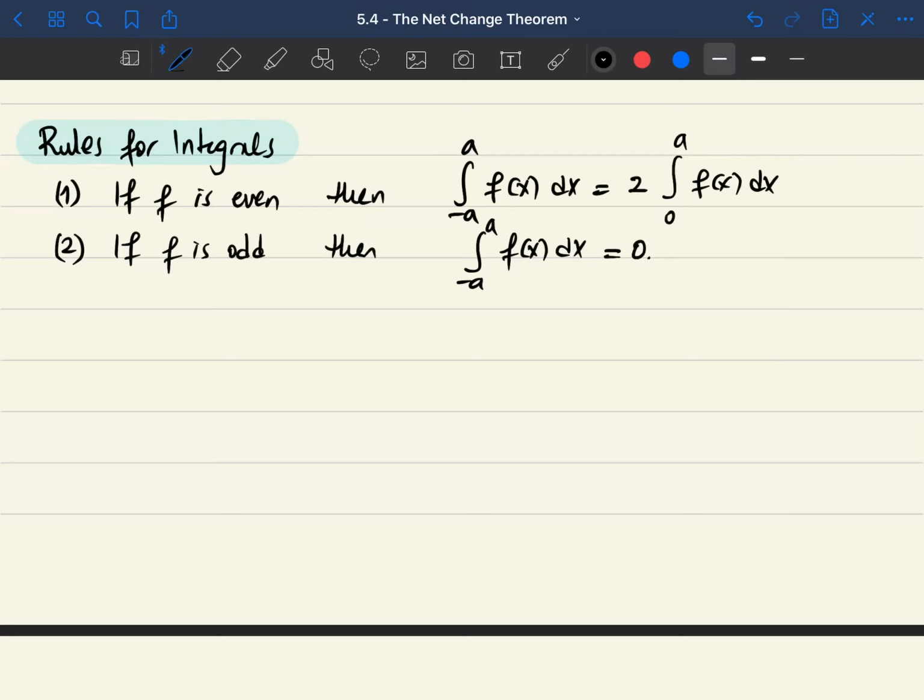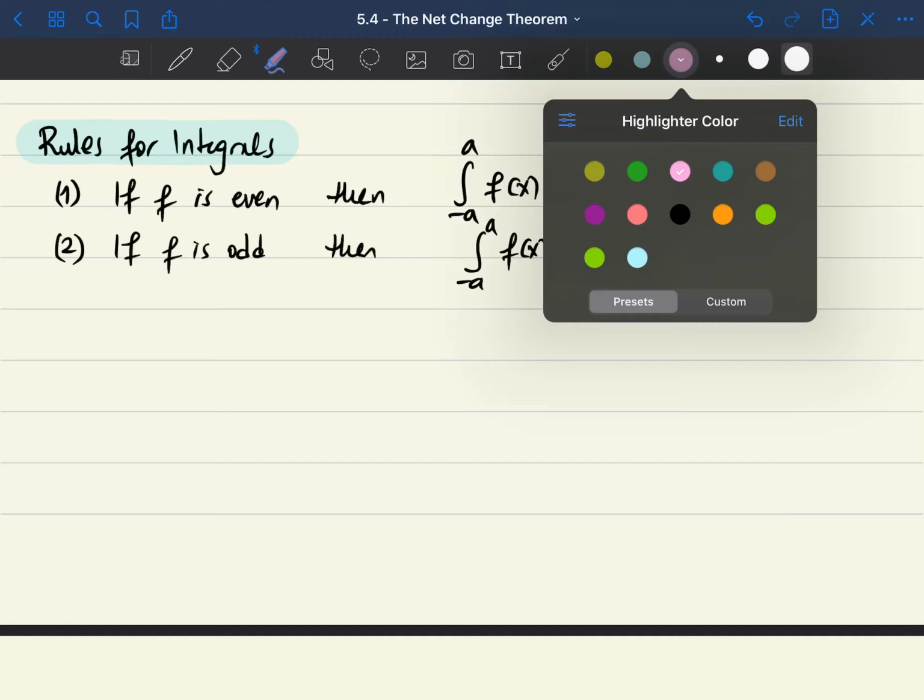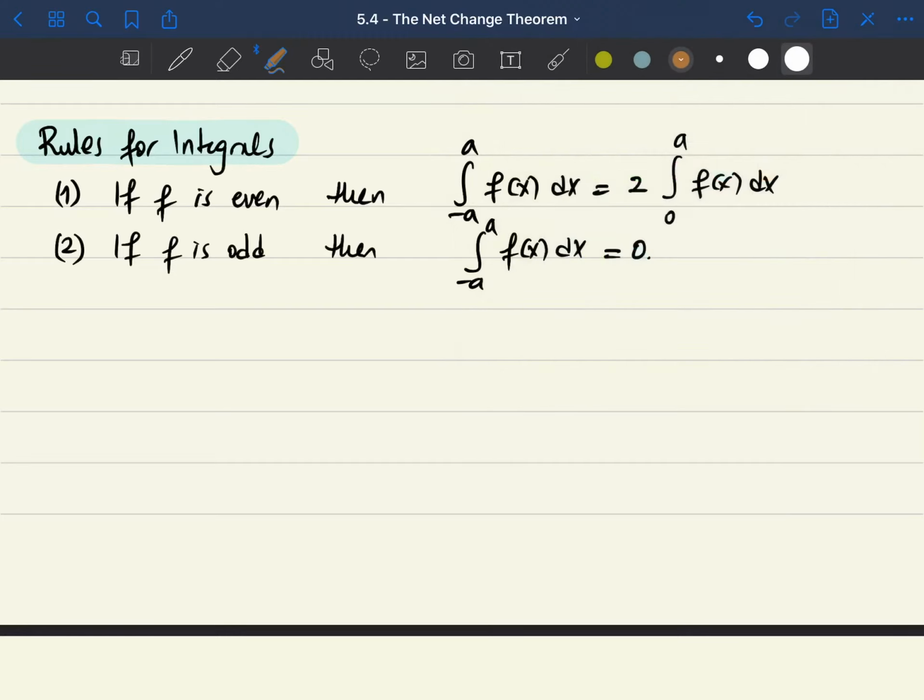Okay, so again, if a function is even, then the integral can be replaced by twice the integral from 0 to a. Of course, you need to have a symmetric interval from negative a to a. Okay, if you have some other interval, you cannot do this. And then if you have an odd function, then the integral is just 0. Of course, again, if you have a symmetric interval. So let me give you two quick examples.